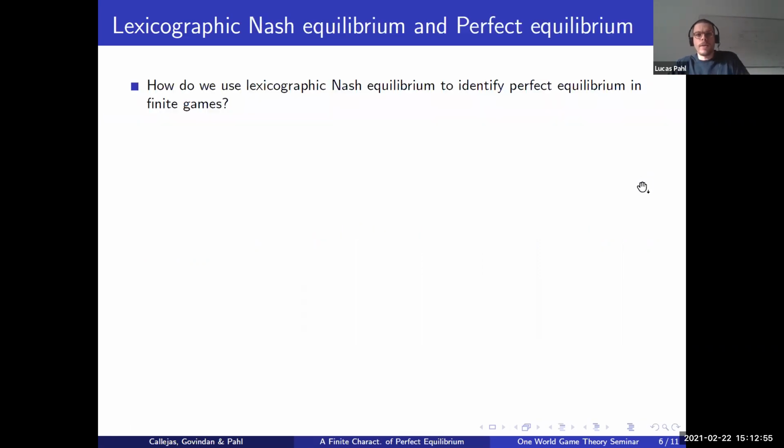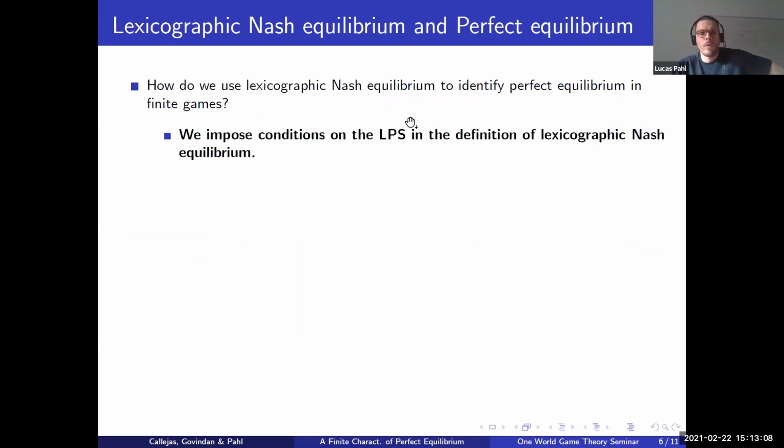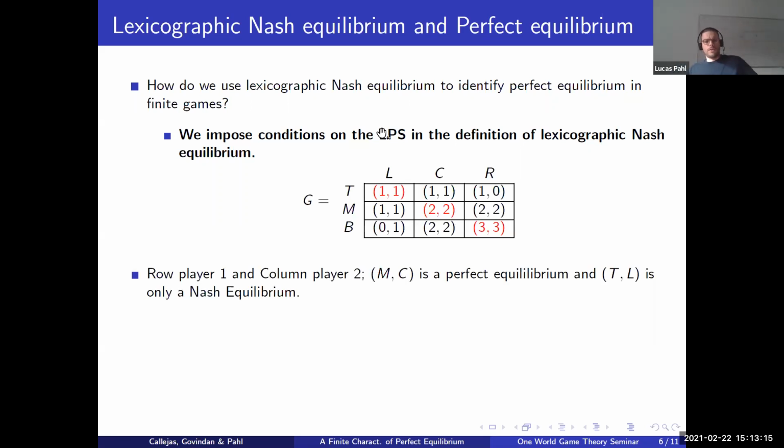Okay. So to make these things a bit more concrete, let me give you an example of how we use this notion of lexicographic Nash equilibrium to identify perfect equilibrium in finite games, okay? We impose conditions on the LPS in the definition of lexicographic Nash equilibrium to do this. So let's consider here this 2-player game. There are 3 actions for each player. The row player is going to be player 1, and the column player is going to be player 2. MC is a perfect equilibrium, and TL is only a Nash equilibrium, okay?